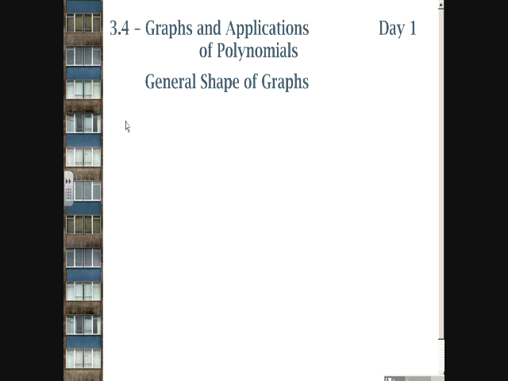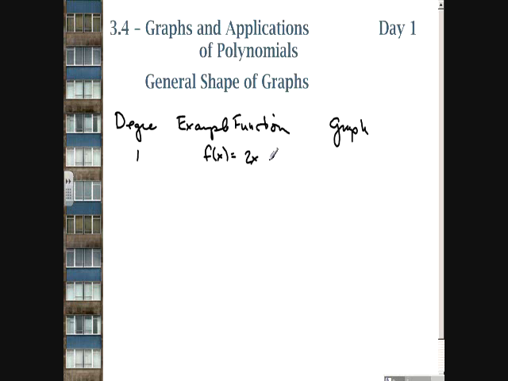So anyway, first of all, let's make a chart. We're going to have to talk about degree, and then an example function, and then what the shape will look like, and then the graph. Anyway, so degree 1. So you'd have, let's say, f of x is equal to 2x, maybe even plus 3. So in that case, you're going to end up having just a line.